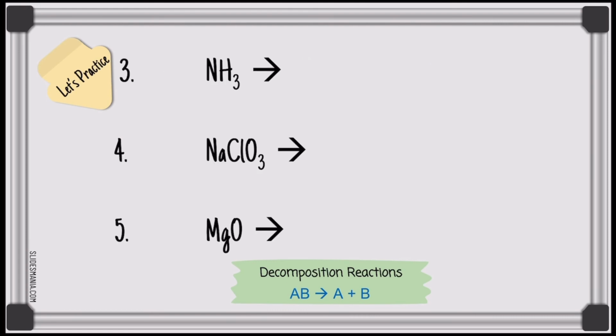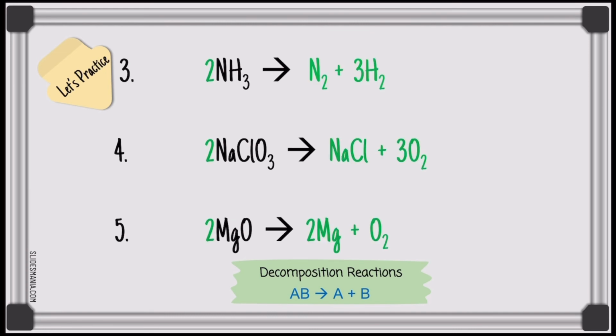Try examples 3, 4, and 5 on your own. Pause the video and then check your answers. Remember to put subscripts of 2 on your diatomic molecules. And also remember, when you have a chlorate, that it will decompose to form a metal chloride and oxygen gas. The way to identify a decomposition reaction is to look for only one reactant.